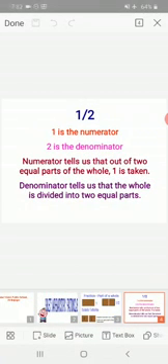How to write half? 1/2 means here 1 is called numerator and 2 is called denominator. Numerator tells us that out of two equal parts of the whole, 1 is taken. We have made two parts, but out of two we have taken 1, that is called numerator. And denominator tells us that the whole is divided into how many parts. Here we have divided the chocolate into two parts, so 2 is called denominator.